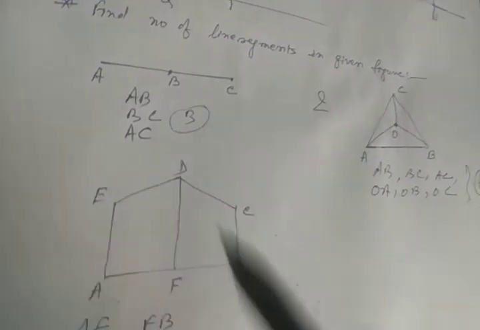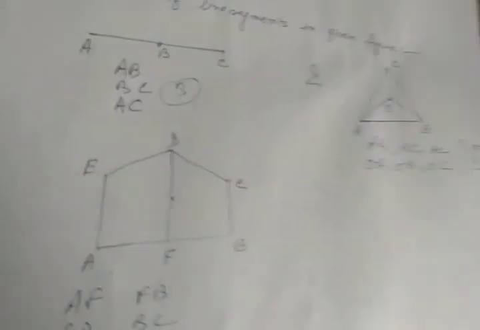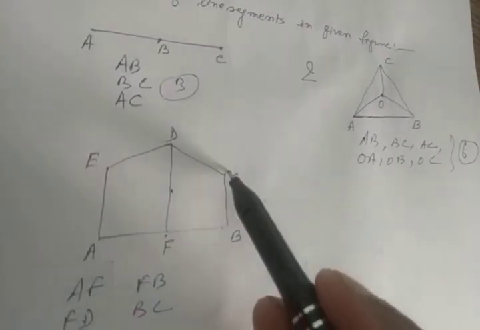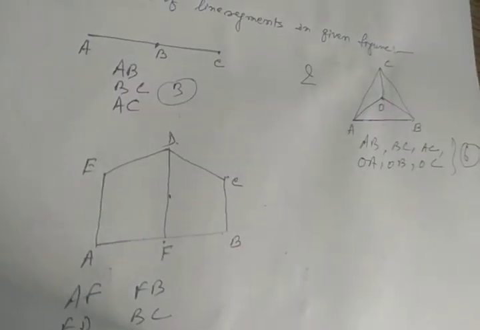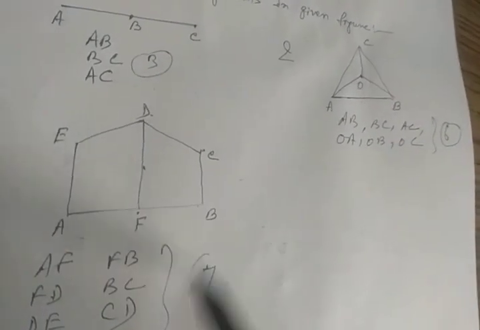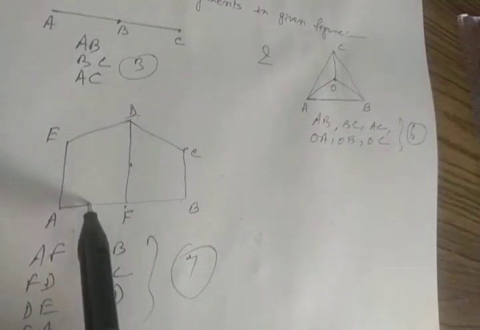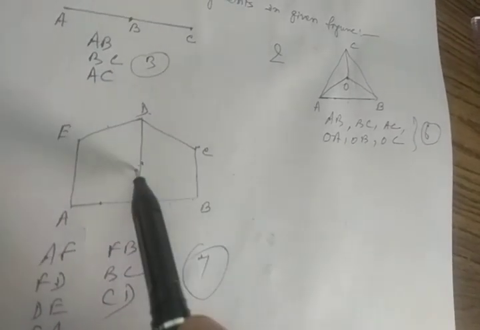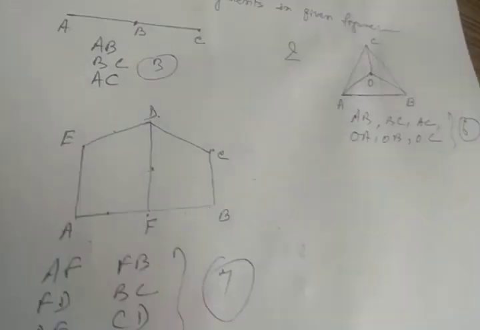That is the FD. That is already common here. So we have to write only this one: FB, BC and CD. Is it clear? So how many is that? There are 7 line segments. Just count it. 1, 2, 3, 4, 5, 6, 7. As it is already counted here. So in this way there are 7 line segments.